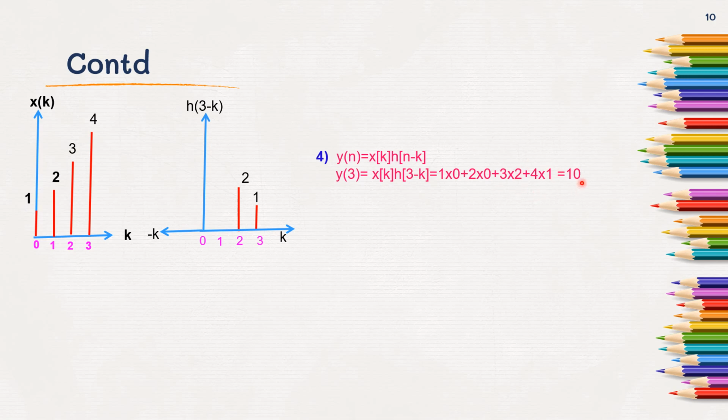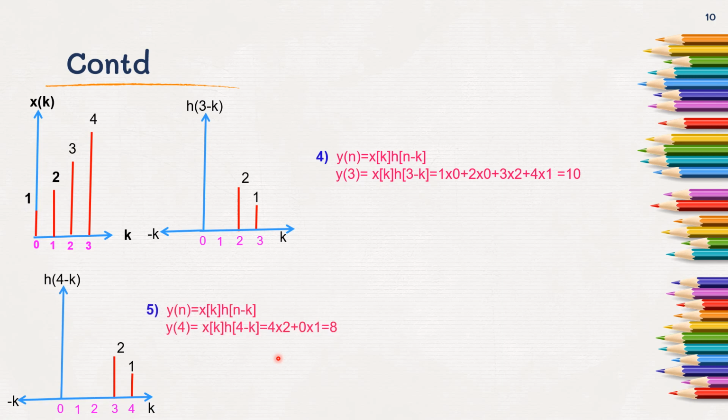Now how long should I proceed? I have to proceed until there is an overlap, okay? So h of 4 minus k. Now look at x of k and h of 4 minus k. Where is there overlap? Yes, there is an overlap at 3, right? So the answer will be 4 into 2, which is 8, right? Though we have 4, at 4 we have one value here. Here at 4 it's 0. So it is 0 into 1, so you get it as 8. So overlap is only at 3, right?